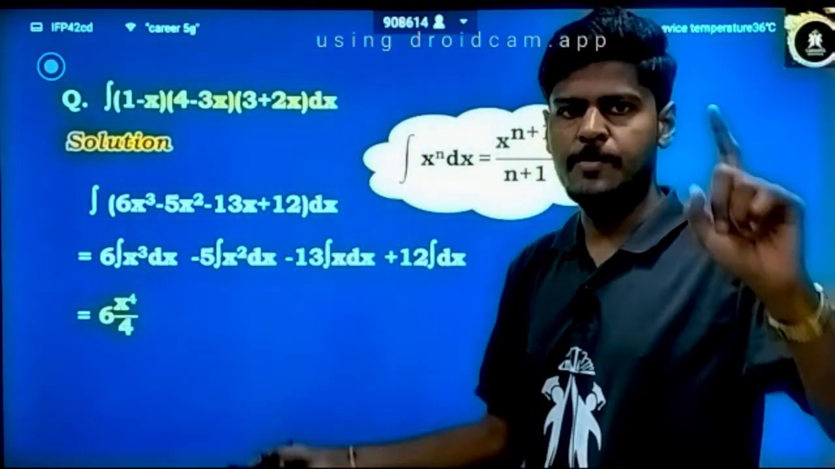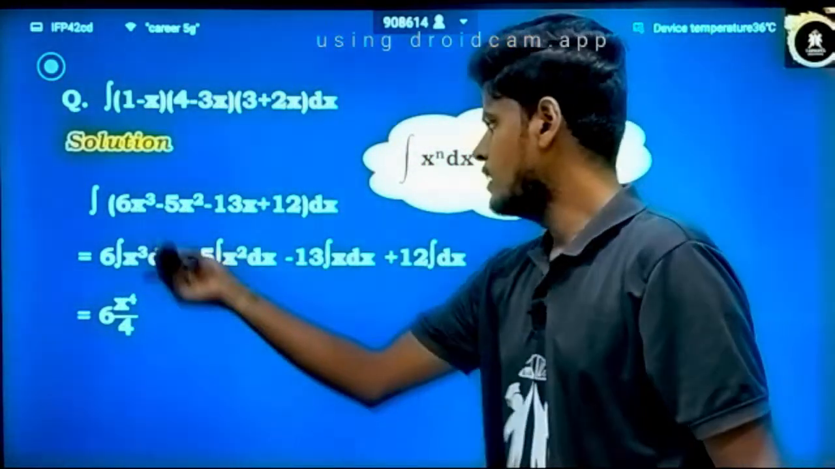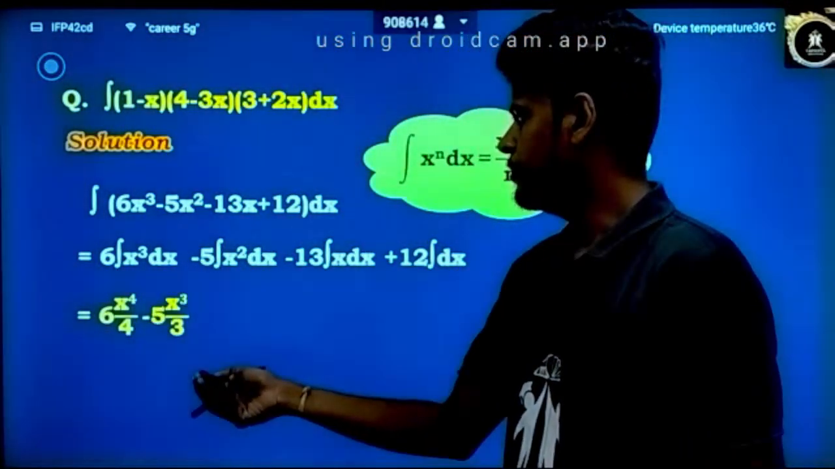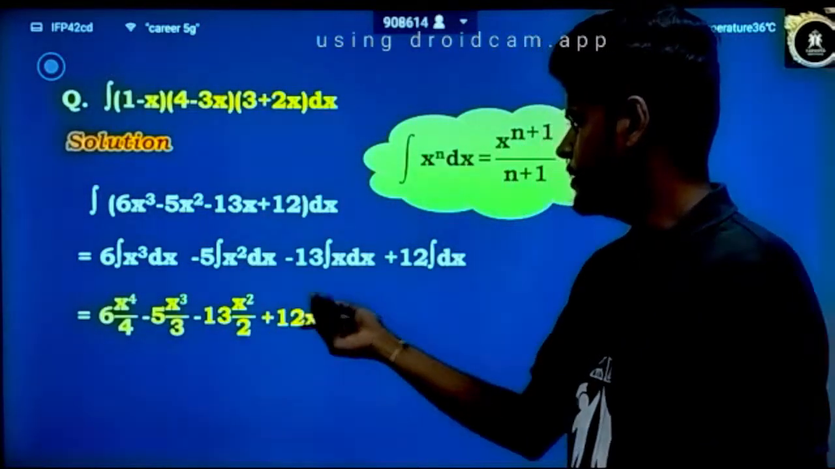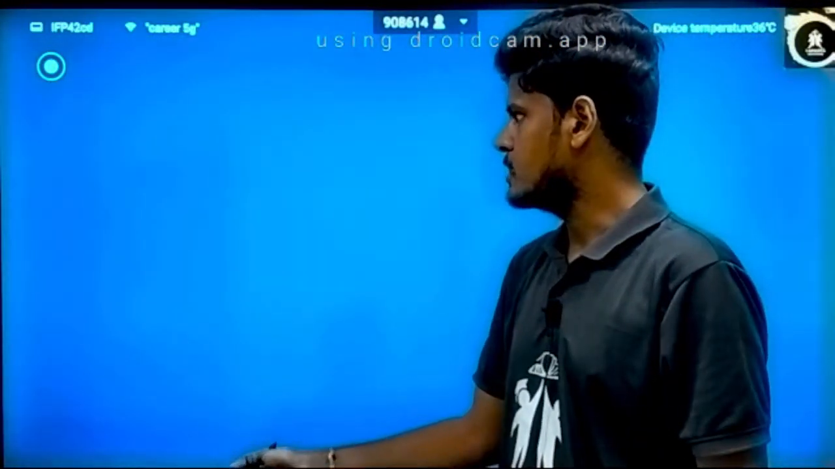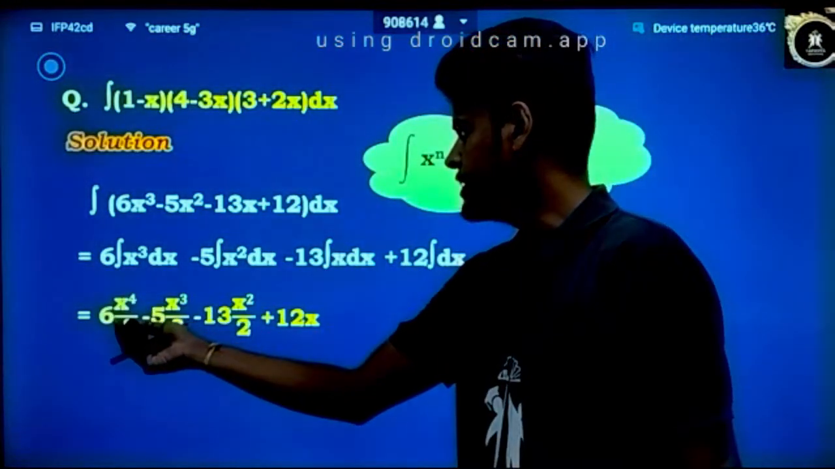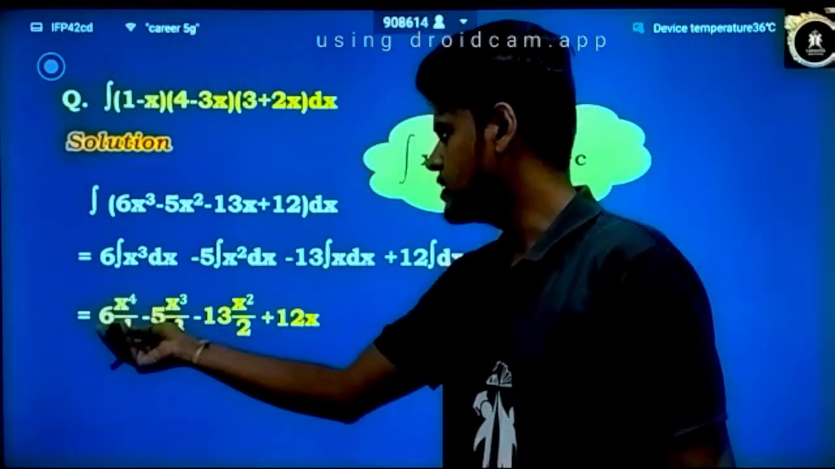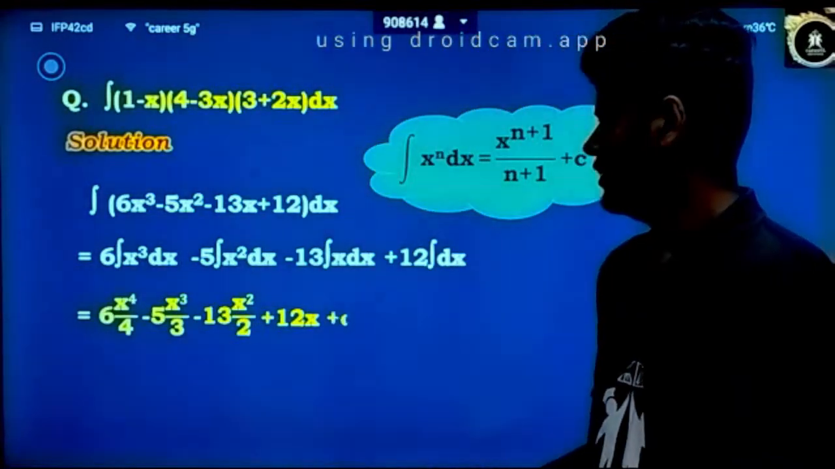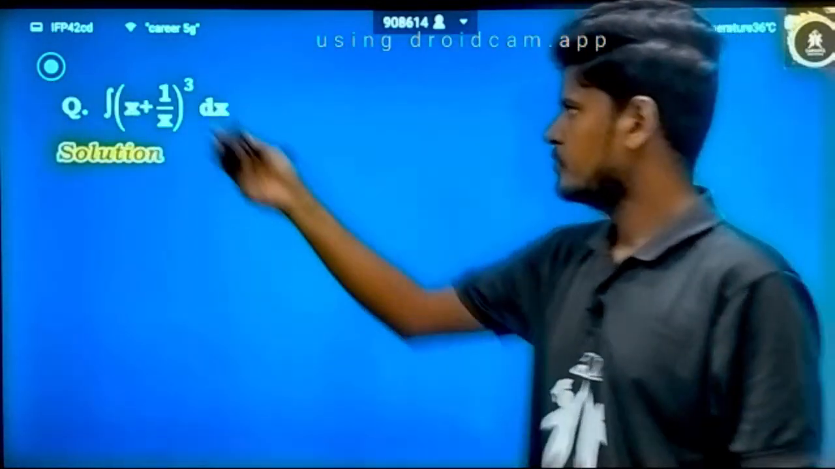We are using the same formula. First formula alone, we are doing multiple problems using that. Now this is x power 4 by 4, x cube by 3, x square by 2 and x. Finally add the constant and simplify these terms. Simplify, cancel out if it is possible. 6 by 4 is 3 by 2. That is it. Next question.